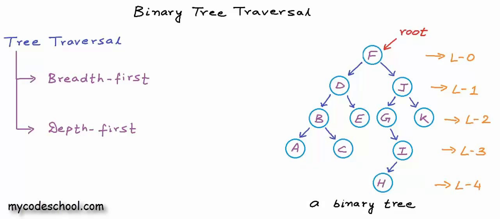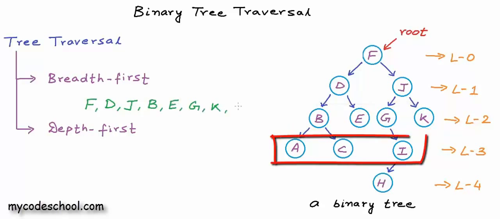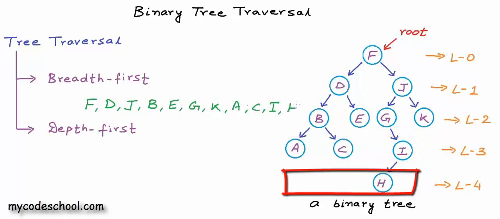So what we can do in breadth first approach is that we can start at level 0. We would have only one node at level 0, the root node. So we can visit the root node. I'll write the value in the node as I'm visiting it. Now level 0 is done. Now I can go to level 1 and visit the nodes from left to right. So after F, we would visit D and then we would visit J. And now we are done with level 1. So we can go to level 2. We will go like B, then E, then G, and then K. And now we can go to level 3, A, C, and I, and finally I can go to level 4.